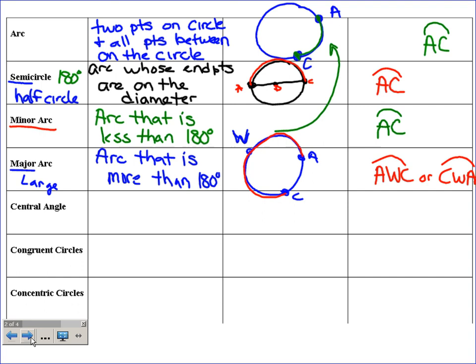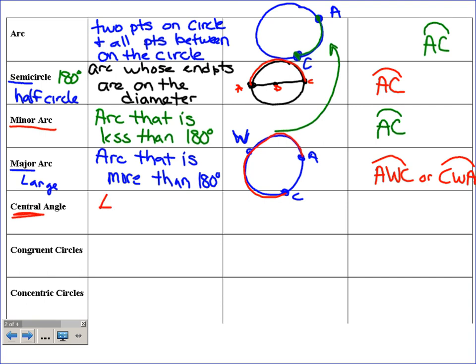All right, three left. We're so close to being done with the vocabulary part of it. Central angle. Where do you think it's going to be located? In the middle, okay?